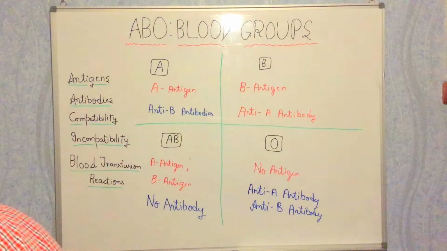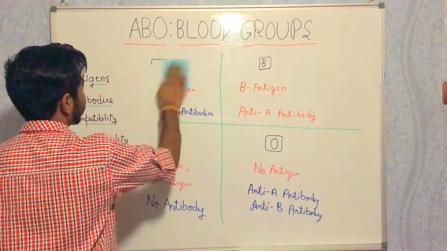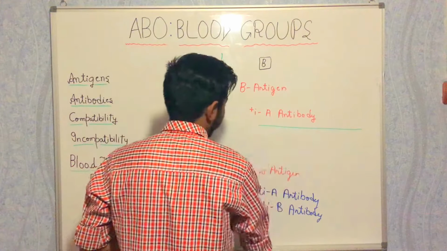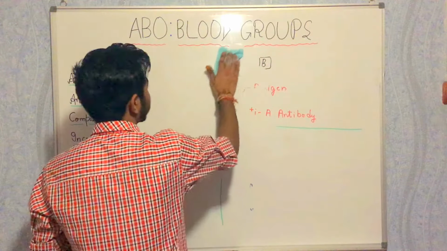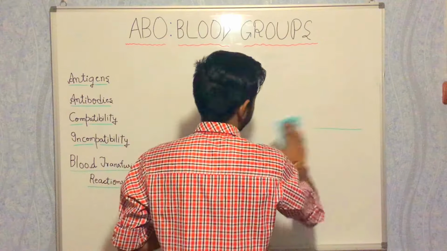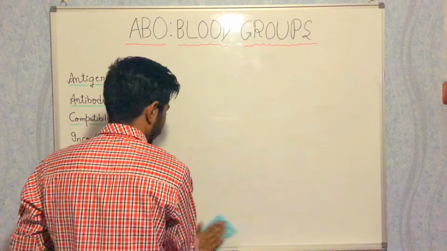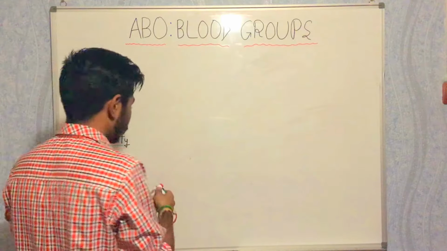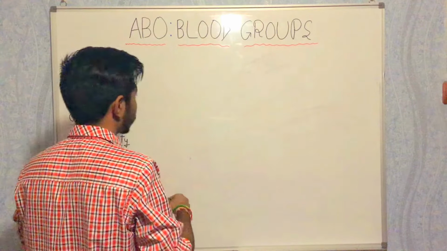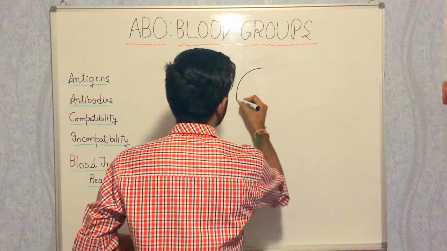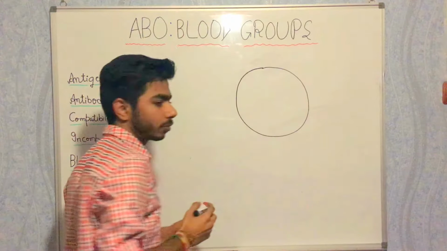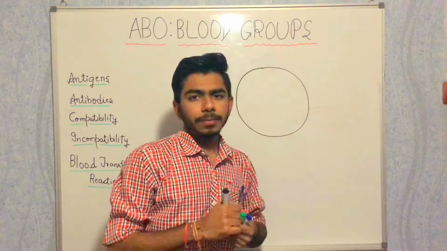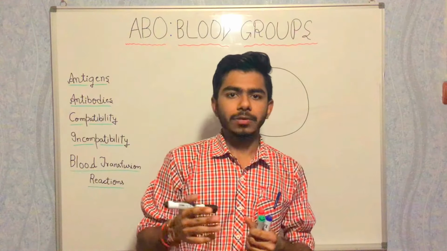Please allow me to rub this off. Now, as I told you, blood group O doesn't have any antigen, but they do have something on their RBC membranes. What is that? If we talk about the cell of blood group O, for example, this is the red blood cell, the premature RBC while we are developing our RBCs.